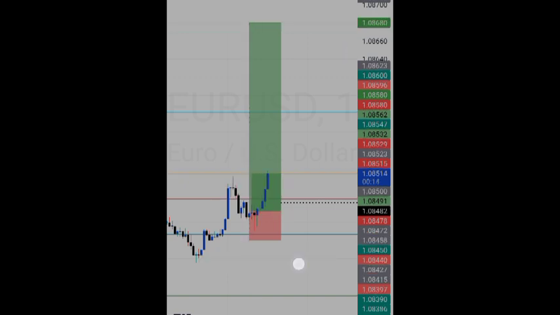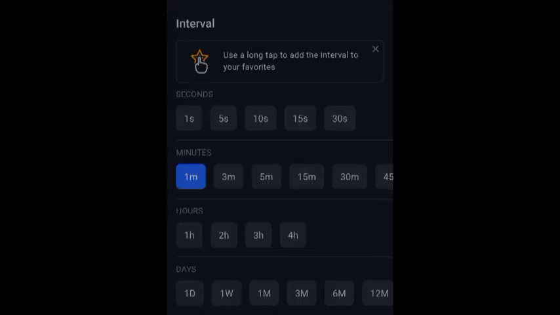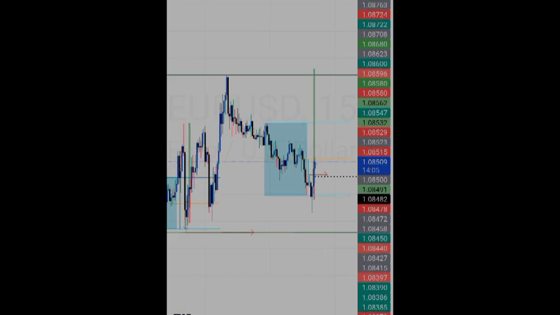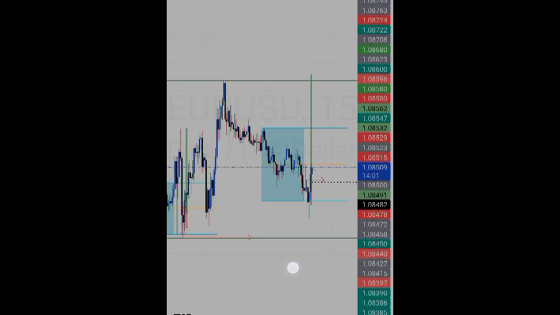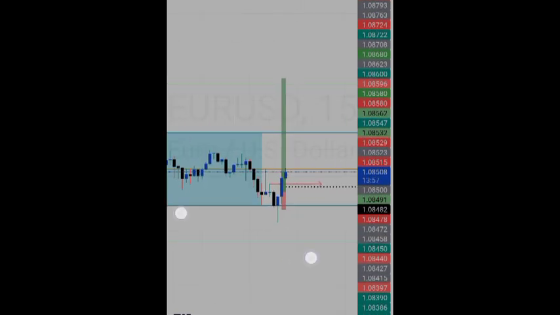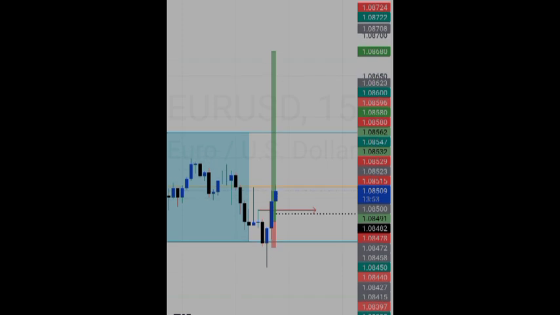$1.08680. I think that's how we're going to give it, because that was the high of yesterday's, and you see it made that high and it just melted down totally, and you can see the correction was not straight, so there should be money there. So we're targeting the high, 1.08680.